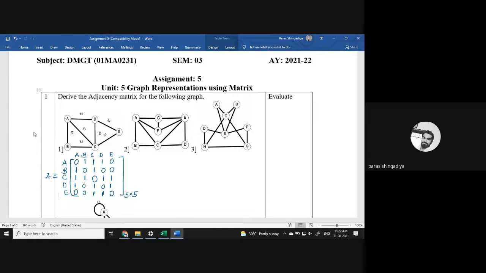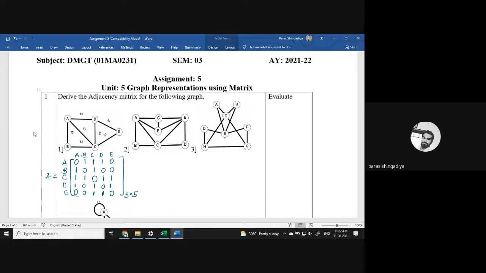Okay, the adjacency matrix is a symmetric matrix here. It is always a symmetric matrix and it is always a square matrix. Now try it for the second graph, third graph, fourth and fifth one. If you have any doubt, please ask.